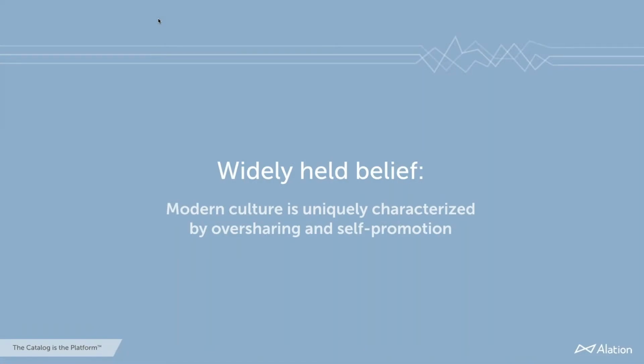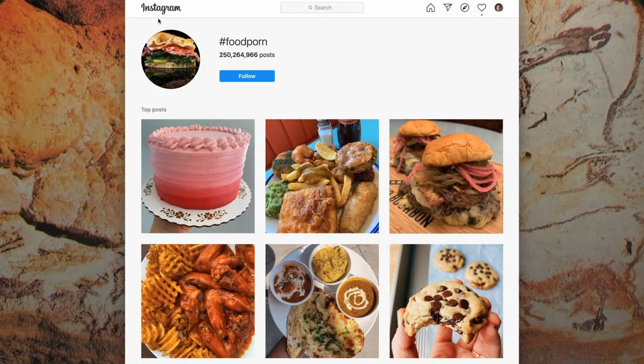Starting with this widely held belief about our modern culture being uniquely characterized by oversharing and self-promotion. This is something that most people in my social orbit, I think, would agree with. I think I've said things like this myself occasionally. And the things that make me believe this are things like this, that if we go on to Instagram and look at the hashtag food porn here, you can see 250 million posts just on this one social network with this one hashtag of people taking pictures of their food.